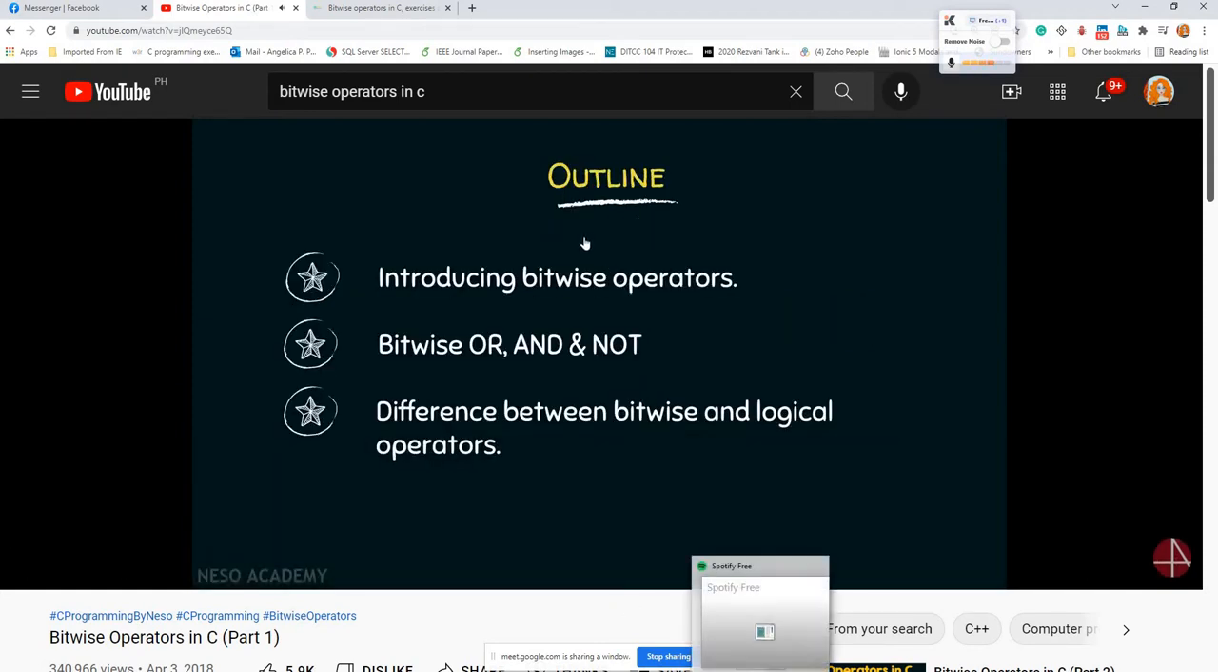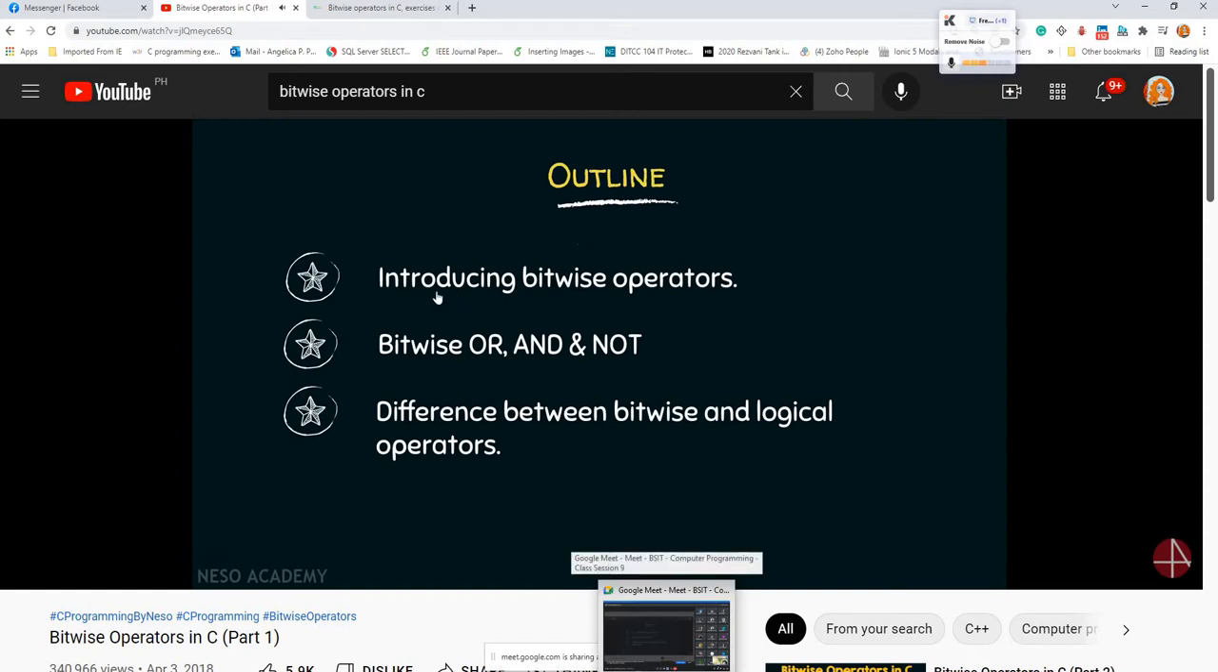What is the outline of this lecture? Here we are going to introduce the concept of Bitwise Operators. What are Bitwise Operators? Then we are going to talk about Bitwise OR and NOT operators. Then we will have a discussion about the difference between Bitwise and logical operators, as this is one of the most confusing topics of all time.